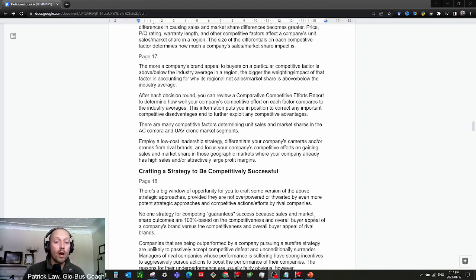Employ a low-cost leadership strategy. Differentiate your company's cameras and/or drones from rival brands, and focus your company's competitive efforts on gaining sales and market share in those geographic regions where your company already has high sales or attractively large profit margins.